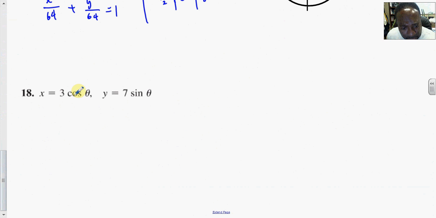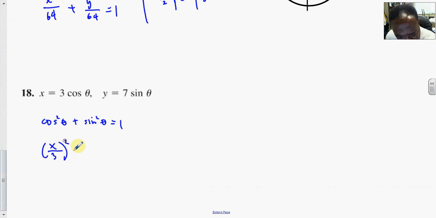What about this one? Again, we know how cosine and sine relate. So this is (x over 3) squared, which is the cosine squared, plus (y over 7) squared, because that's going to represent the sine squared. It's equal to 1. Since 3 and 7 are different, if they were the same, we'd have a circle. But since they're different, we have an ellipse.